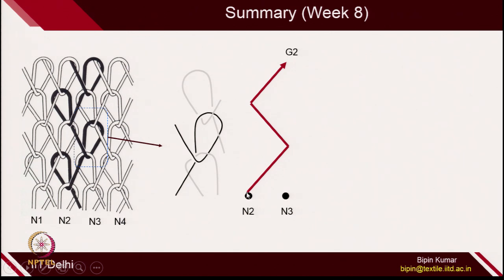In the last class, we also tried to understand how this is possible. This is possible because of the placement of the guide, which takes the yarn from one needle to another needle. The guide is responsible for feeding the yarn to different needles in alternating courses.